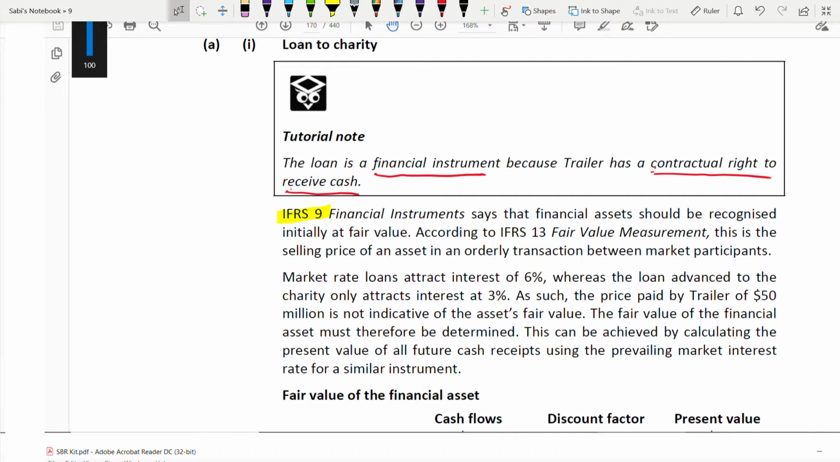Under every standard, only three things are asked: how it is recognized, how it is measured initially and subsequently, and how it is disclosed or presented. These are the three areas a standard could ask you. Any standard, how it is measured, how it is recognized, how it is presented or disclosed.